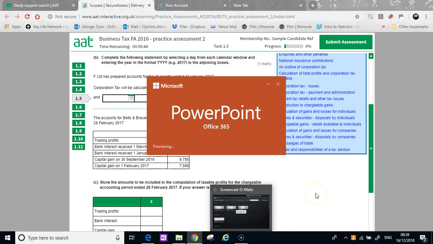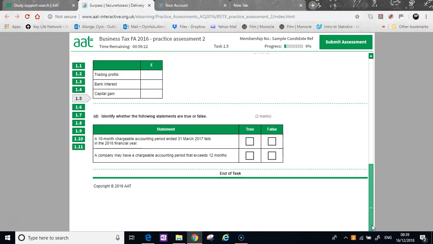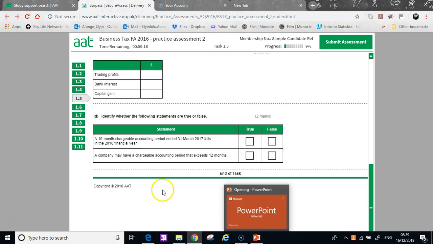It's taking too long, but it's almost there for us to do. Okay, while that's loading, okay, here we are. Well, it's still loading.